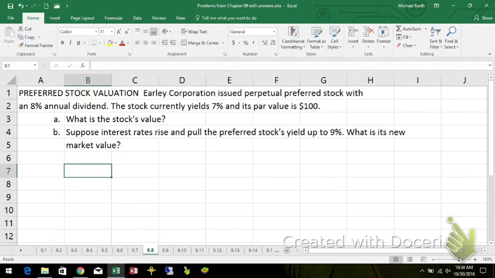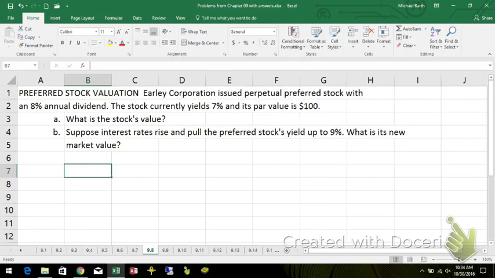Early Corporation issued a perpetual preferred stock with an 8% annual dividend. It currently has a yield of 7%. That's the rate of return. And its par value is $100. All that $100 par value tells you is what you multiply the dividend rate times. So the 8% annual dividend rate times 100 tells you that it pays $8 a year. So what's the stock's value?